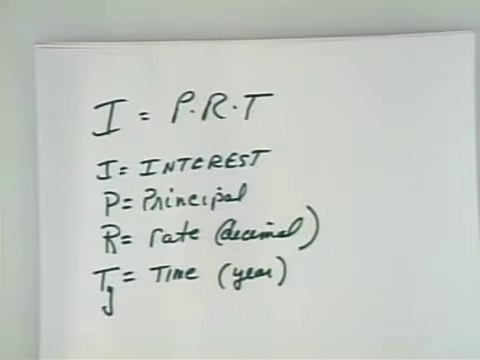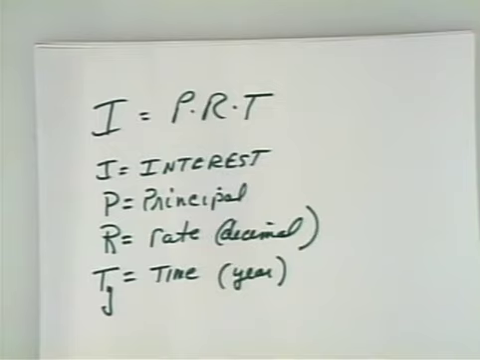If I was borrowing it for 6 months, t equals 6 divided by 12, or 0.5. If I was borrowing it for 7 months, it would be 7 divided by 12, right? So time always has to be expressed in terms of a year. So for 6 months, you would not put in a 6. You would put in 6 divided by 12.